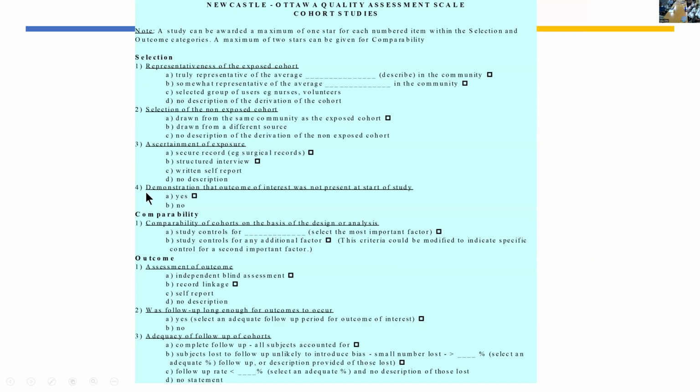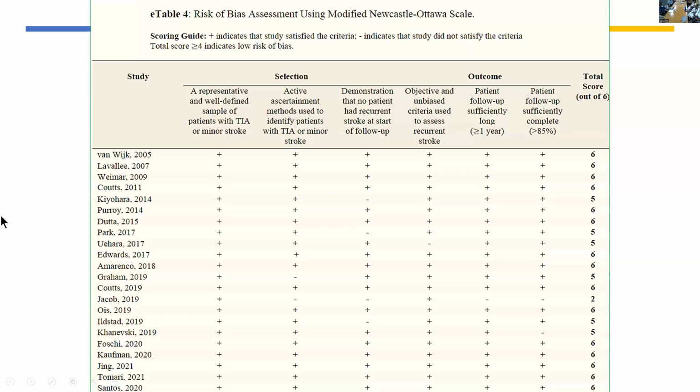Selection criteria 4, comparability 1, which they're not looking at here, and outcome criteria 3. And they have given a table, risk of bias assessment in this systematic review. This is the author's name. How well was the patient selection, ascertainment of TIA, demonstration that the patient didn't have stroke at the onset, outcome assessment, 3 criteria, and the final score out of 6. So most studies scored 6. They said anybody more than 4 is good.